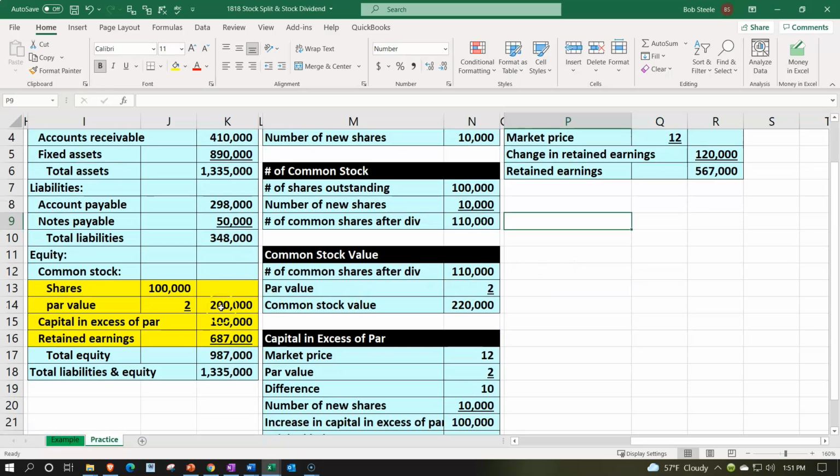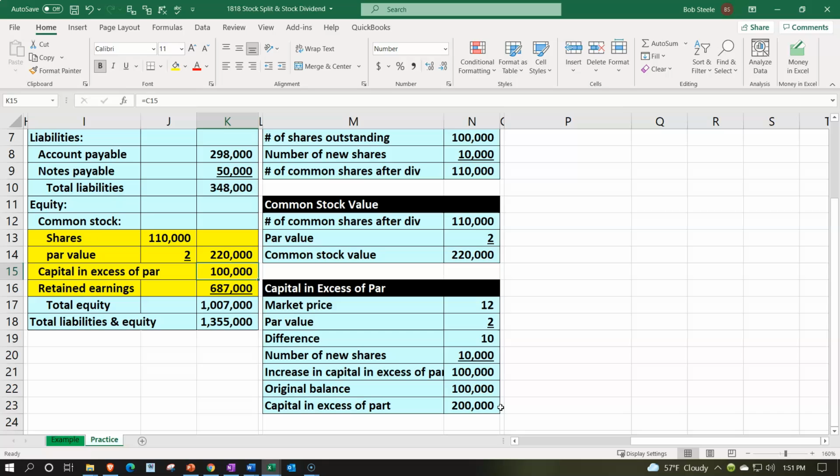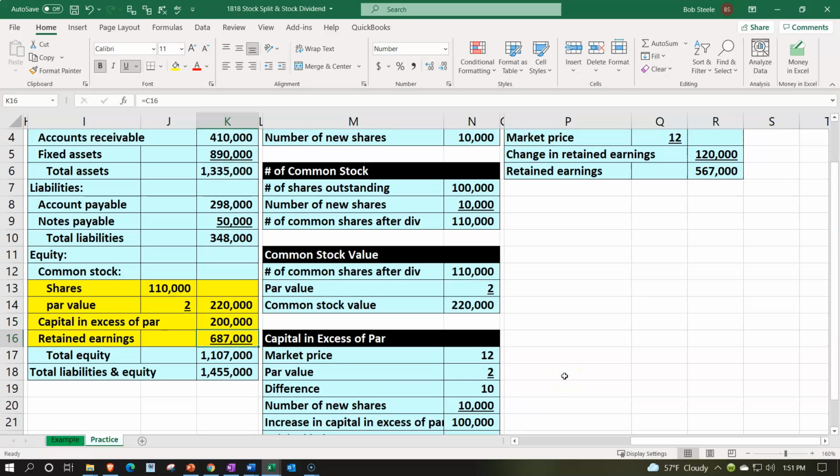So now let's plug these numbers into our balance sheet and see if we still end up with something that is in balance. The number of shares now outstanding is 110,000. The par value is still 2, so that gives us our 220,000, which matches what we calculated our common stock to be over here. We said the capital in excess of par should now be 200,000. And the retained earnings, decreased by that 120, is what we think the retained earnings should now be, the 567,000. And there we have it. We're still in balance, meaning the total assets still match up with the liabilities and the equity.